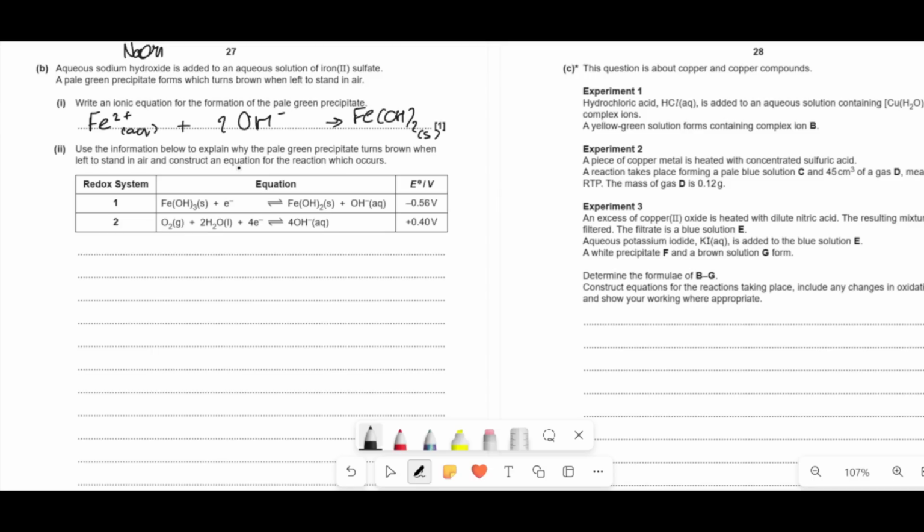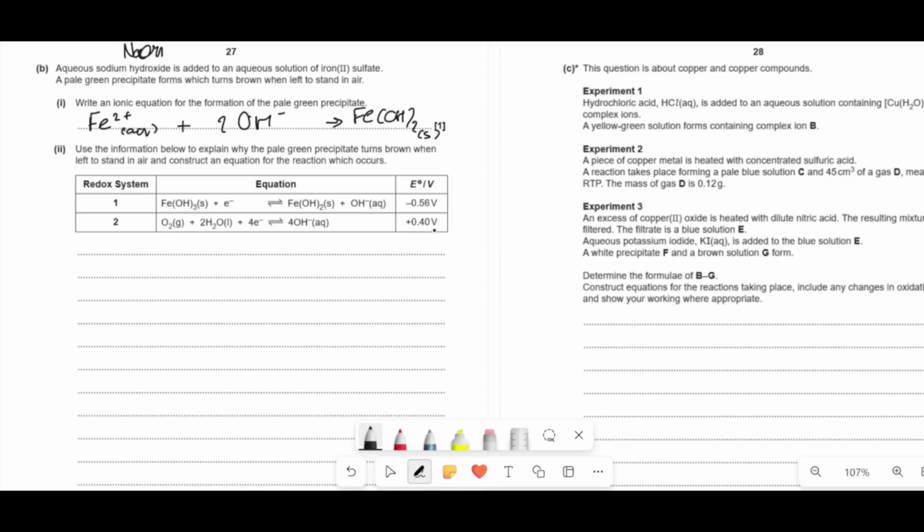It says, use the information to explain why the green precipitate turns brown when left to stand in air and construct an equation for this when it occurs. So a lot of people will jump in and say, this must be oxidized, this must be reduced, or something like that. Just pause for a minute, forget all of that, and look at what the question's telling you first. Maybe it is the case, but sometimes they tell you a reaction happens and it's not actually oxidation or reduction, it's the other way around or something like that. So I always say, look at the question: what reaction are they telling you is happening first? If they haven't told you that and they're telling you to decide what's happening, then you start doing that.